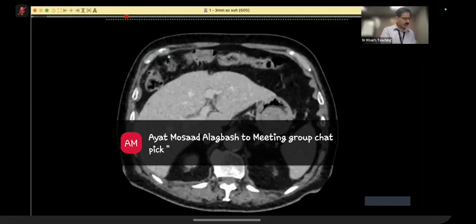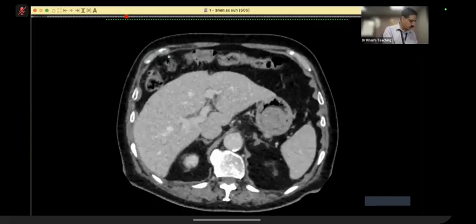This is a 76-year-old male. This patient had some surgery with the urologist, and this is a 1-year follow-up scan. Over to you.